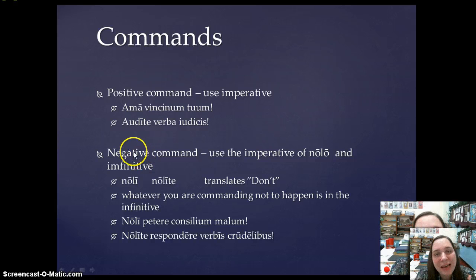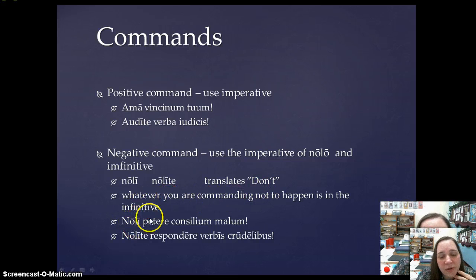You can also give negative commands. You can tell someone not to do something. And the way that we do this in English is we say don't, right? So don't do that, whatever. To do this in Latin, you use the imperative of this irregular verb nolo, which again you'll learn next year. And then whatever you're telling someone not to do is in the infinitive. So the singular imperative of nolo is noli. The plural is nolite. And like I said, it translates don't. Don't do something, okay?